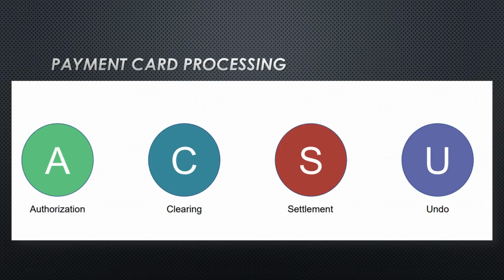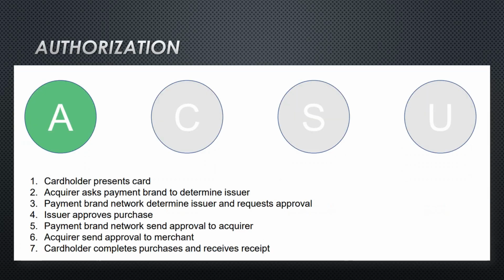Then, moving on, there are four main processes during a card payment transaction: authorization, clearing, settlement, and undo. So let's discuss all these one by one. First of all, what is authorization?